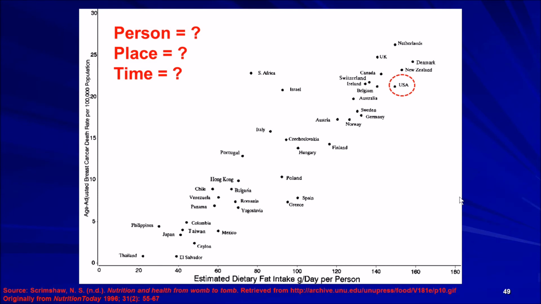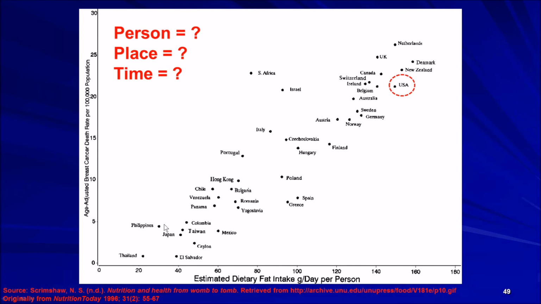We know a couple of things in terms of the person variables: breast cancer occurs in about 10% of men, and 90% of the cases would be female cases. So when we're looking at this, we're looking at female cases, we think, not identified, so that person would be female breast cancer patients, and we're looking at these worldwide, and so that would be the place, or countries and regions of the world, right?